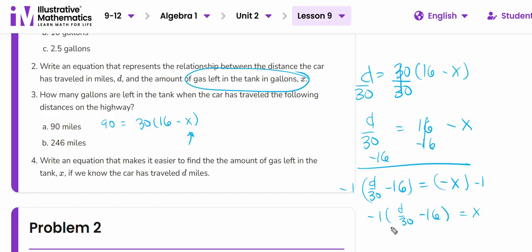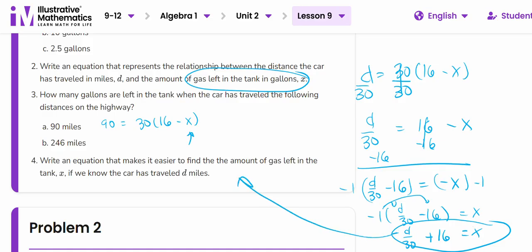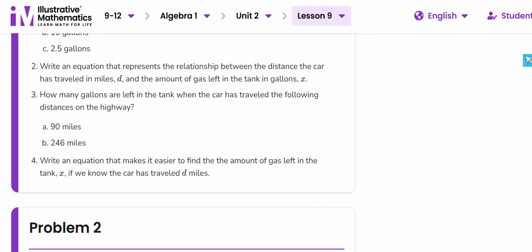If I didn't like that negative 1 out front, I'm allowed to distribute it, and I get negative d over 30 plus 16 is equal to x. This way, if I wanted to figure out what amount of gas is left in the tank, all I have to do is replace my d with whatever number, which would be the miles that I traveled. I would divide it by 30, and I would add 16, and I would get my answer. And that makes my life a whole lot easier.